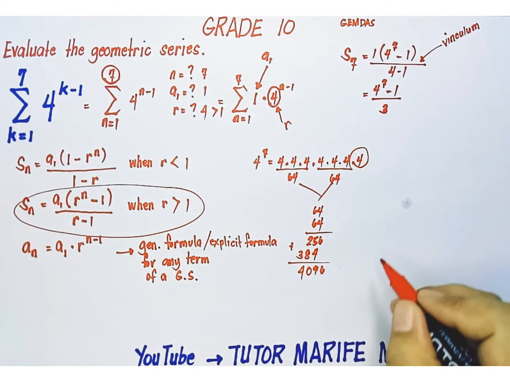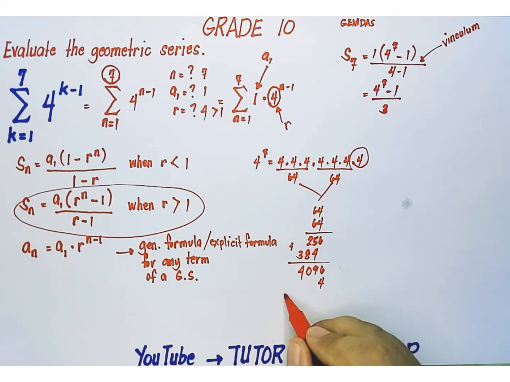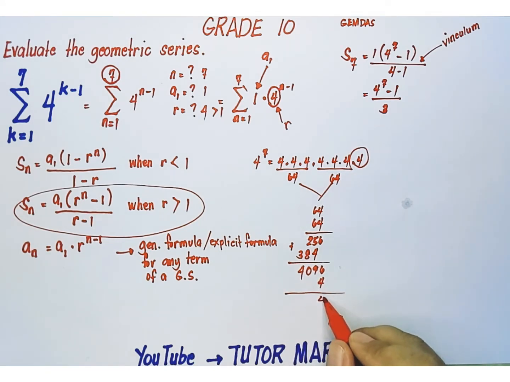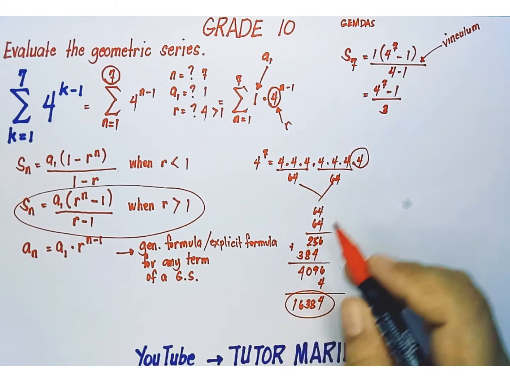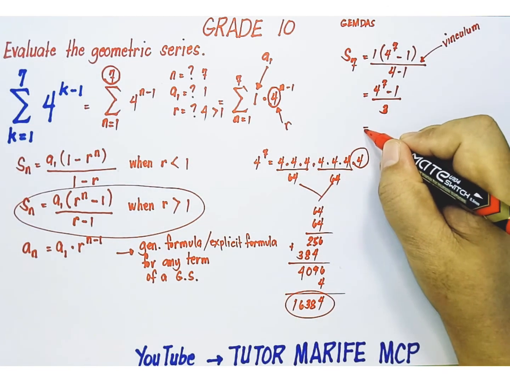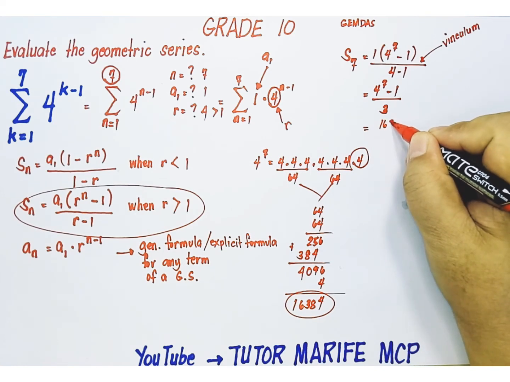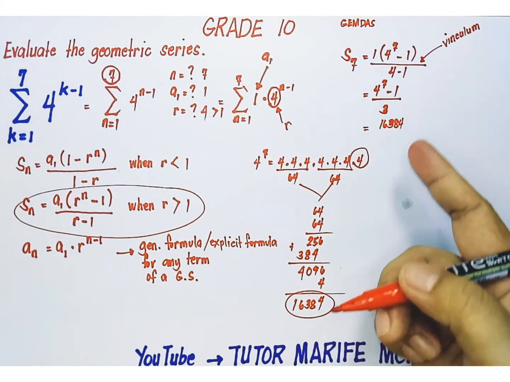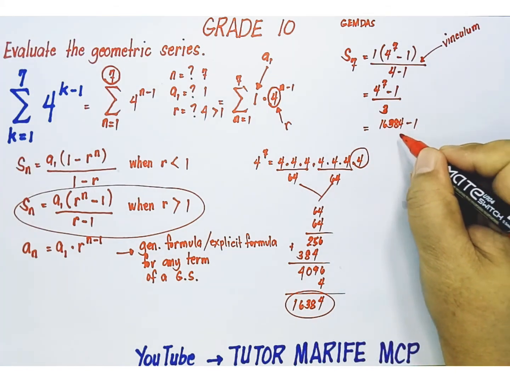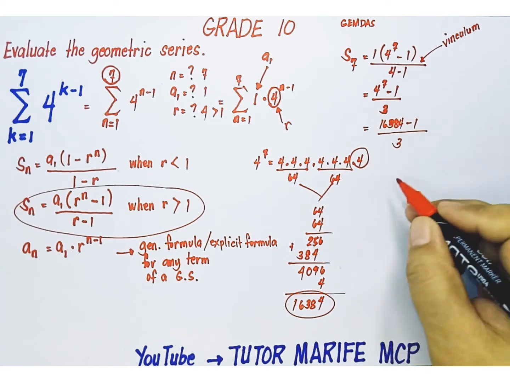May isa pa tayong 4. Times 4, so it's 24, carry 2, 38, tapos 16. It's equal to 4 raised to 7 is actually equal to 16,384, sorry. Minus 1 over 3.